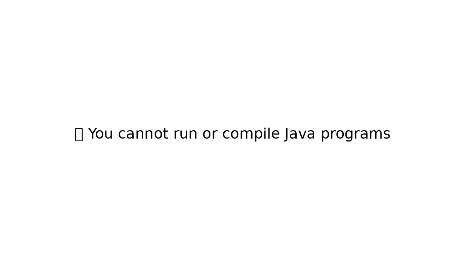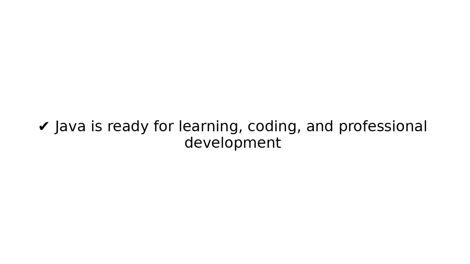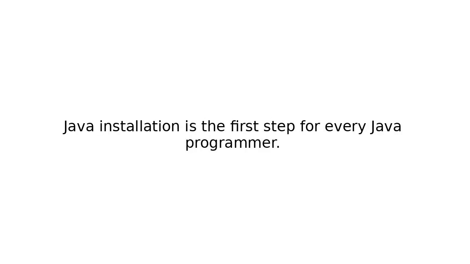Without Java installed, crossmark: you cannot run or compile Java programs. With Java installed, checkmark: Java is ready for learning, coding, and professional development. Java installation is the first step for every Java programmer.